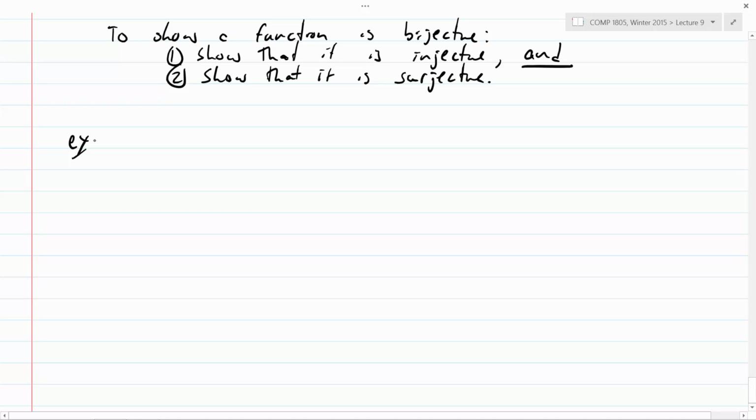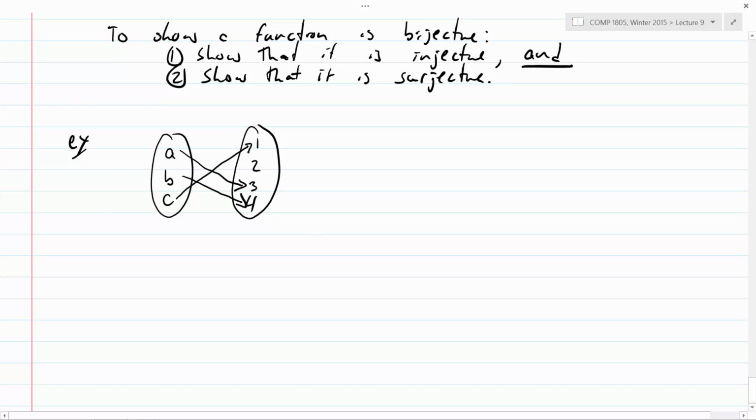All right, I'd like to do a few examples now, if I could. And these will illustrate something that's very important that you understand. So here's one function, a, b, c. And it goes to 1, 2, 3, 4. And it takes A to 3. It takes B to 4. And it takes C to 1. So is this function injective? Yes. Is this function surjective? No.